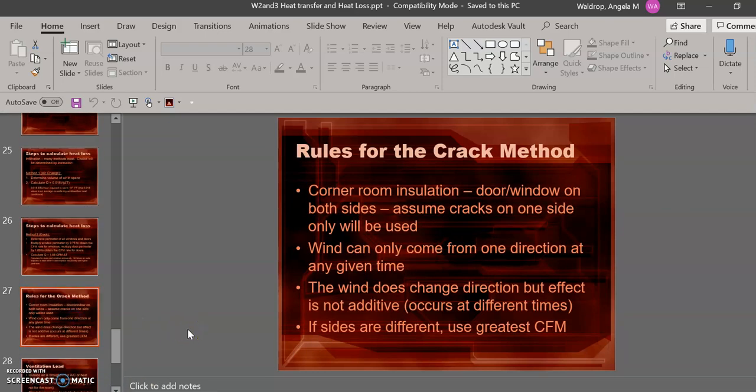Now there are some special considerations for the crack method that we need to mention. Basically, wind can only travel in one direction at a time. For simplicity's sake, we will say it'll either travel north to south or east to west. Therefore, infiltration needs to be considered on one set of opposite walls. So when you're calculating heat loss from infiltration, you consider the set of opposite walls that have the higher CFM value only. This is the worst case scenario. We will see this more in the example that I will go over soon.